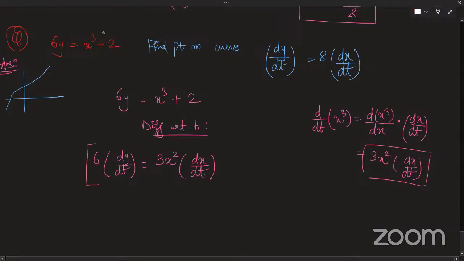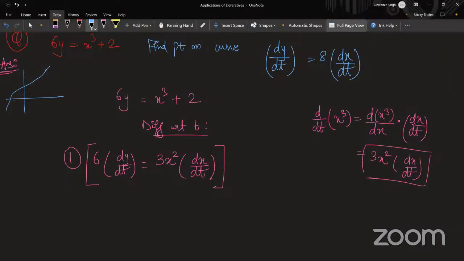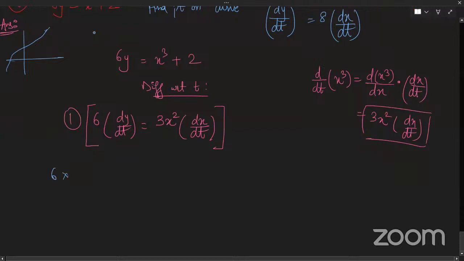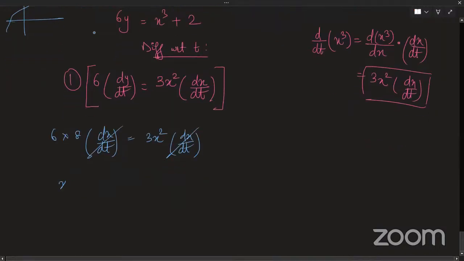So I got this equation, and it has given me one more condition, that dy by dt is 8 times dx by dt. So in place of dy by dt, I'll directly put 8 times dx by dt. So dx by dt got cancelled. Can you tell me what is the value of x square? 6 into 8 is 48, divided by 3, so it's 16, right? Yes, sir, x square is 16. So your value of x is plus minus 4, right?